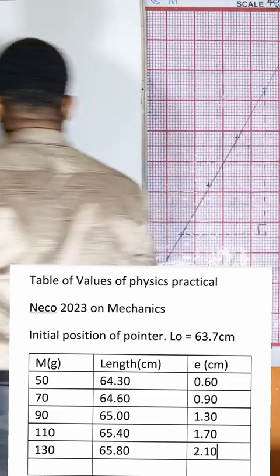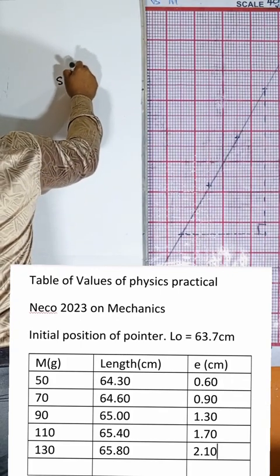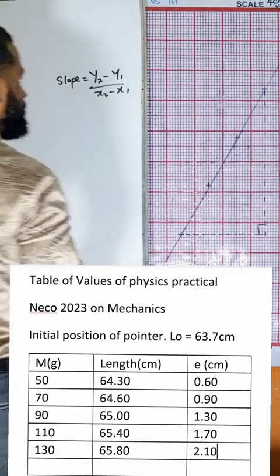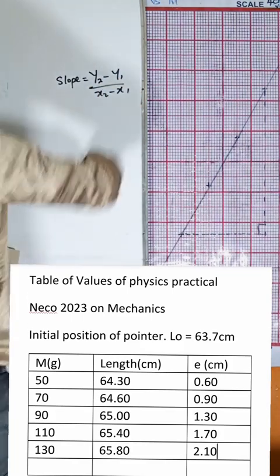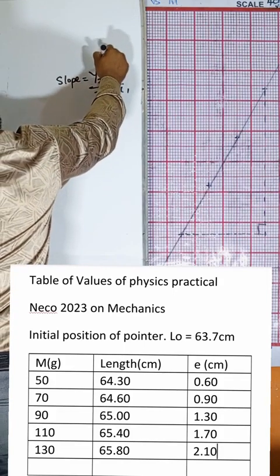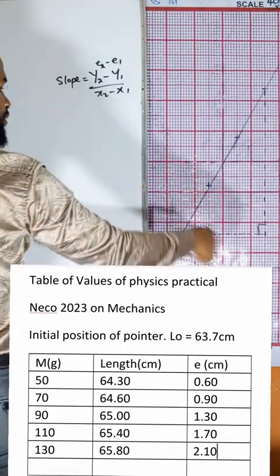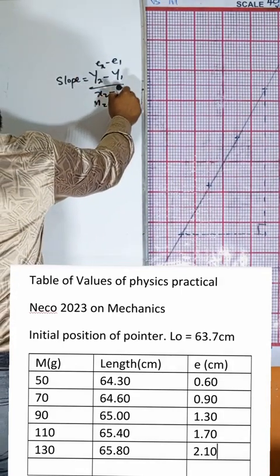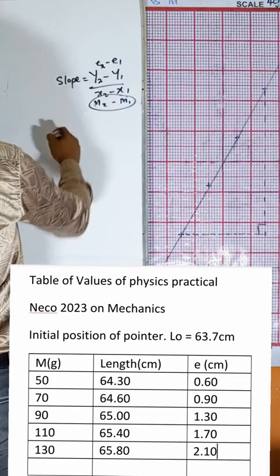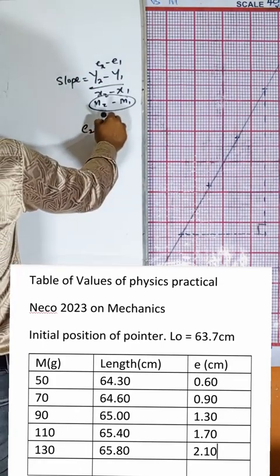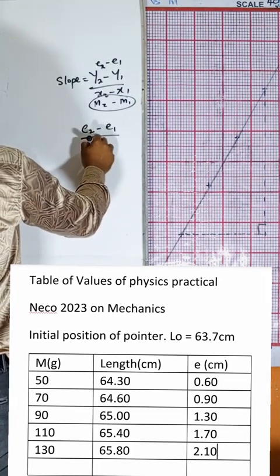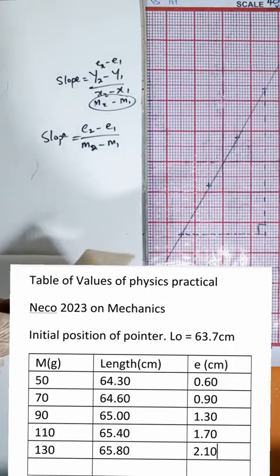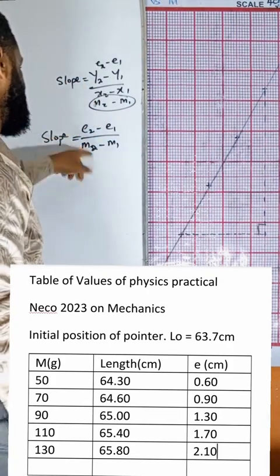So remember slope. Slope is given as y2 minus y1 all over x2 minus x1. But in this one, we are using E. E is on the vertical, so y is for the E. This is E2 minus E1. And our horizontal line, we are using mass. So M2 minus M1. Therefore, my slope is going to be E2 minus E1 all over M2 minus M1 in physics aspects, okay? Based on what I'm plotting on the vertical axis and the horizontal.